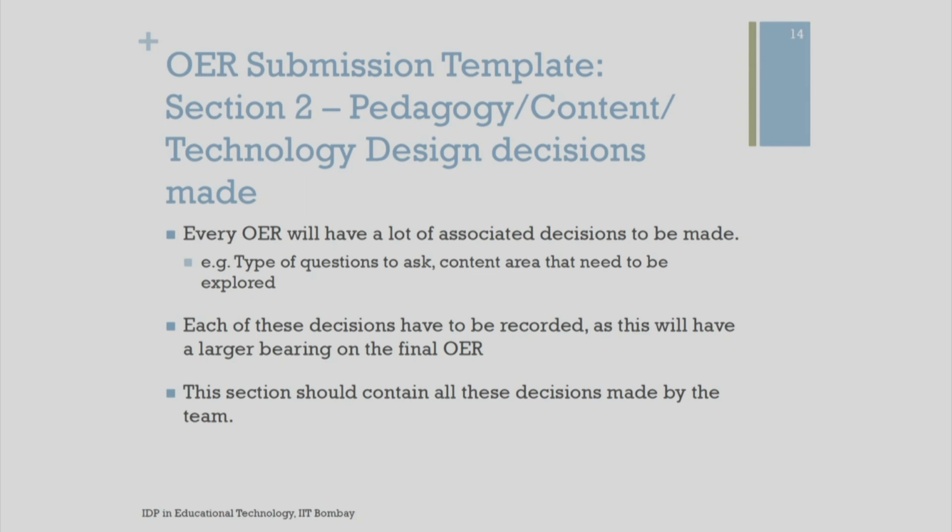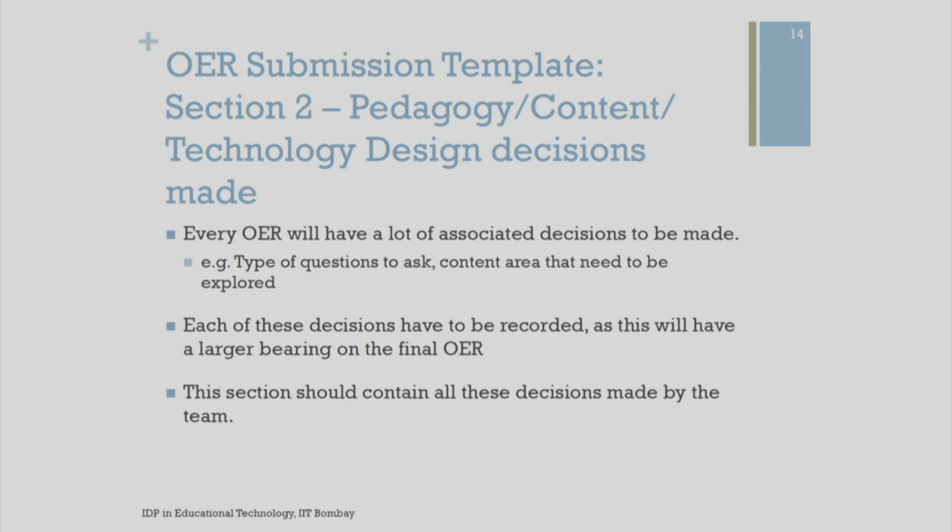So section 2 deals with the different types of decisions that you have made while creating the OER. Some typical examples are the type of questions to ask in a flipped classroom activity, the content area that needs to be explored, and some of the examples that have to be provided.